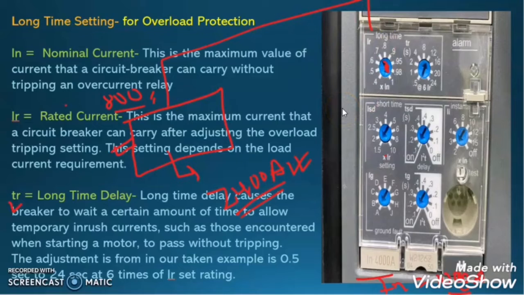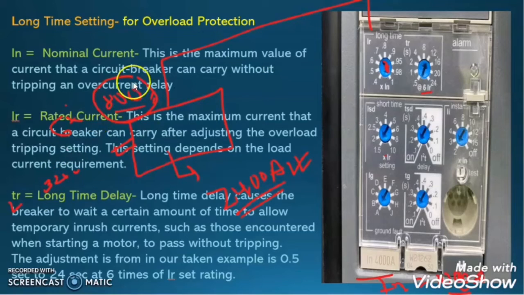But this tripping is undesirable. We have to stop this tripping. So what will we do? We will give some time delay, and if the current passes within that time delay, then this breaker will not trip. So in our example, we set 6 times IR, 6 times the load current. What is the load current? 800 ampere. The 6 times will be 3200 ampere of current.